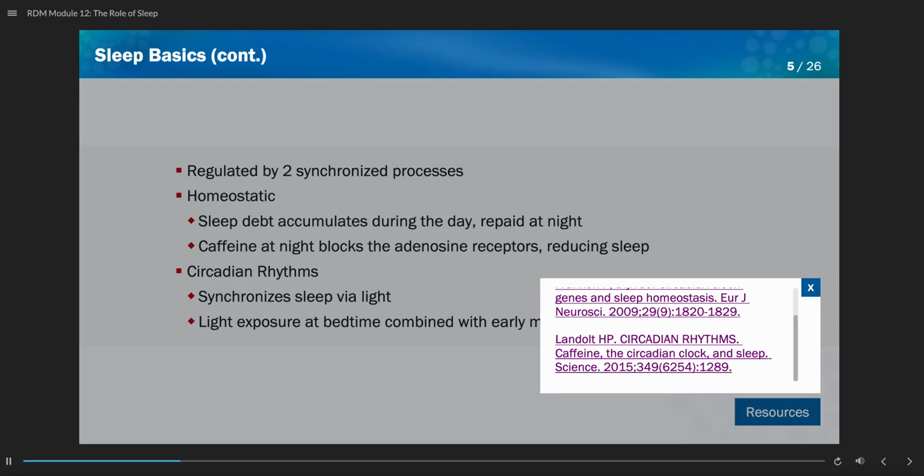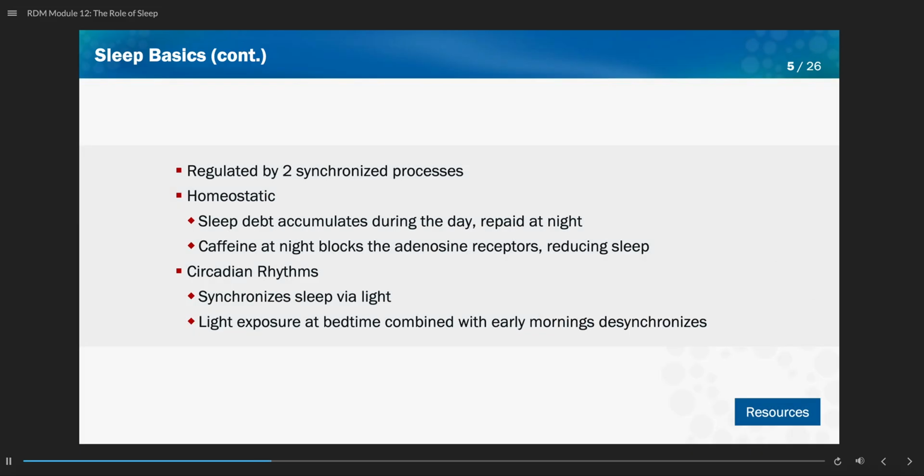In the homeostatic process, we see that a sleep debt is accumulated during the day and then it's repaid at nighttime. There's some interesting research that's looked at the effect of caffeine at nighttime blocking the adenosine receptors and thereby reducing sleep duration, compartmentalizing that to this homeostatic process. We also see circadian rhythms that are synchronized via light. And the research around the circadian rhythms has shown that light exposure at bedtime combined with early mornings desynchronizes the circadian rhythms. And as we'll see later, this can lead to significant challenges with insulin management and glucose metabolism.